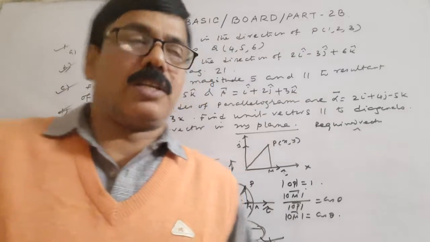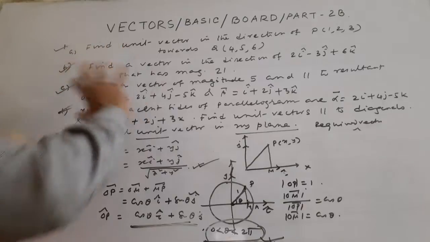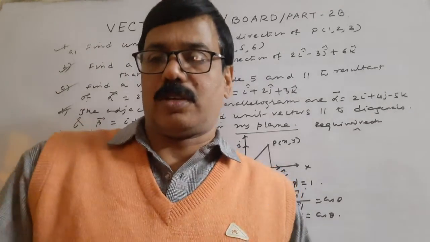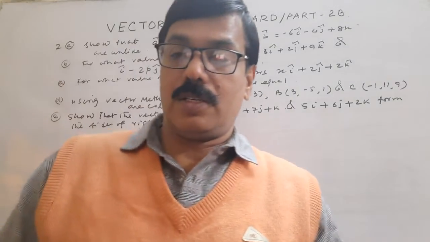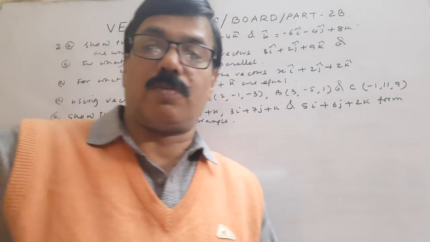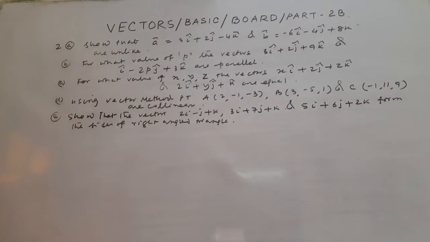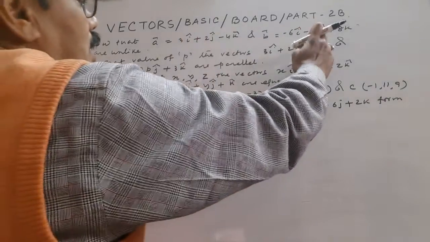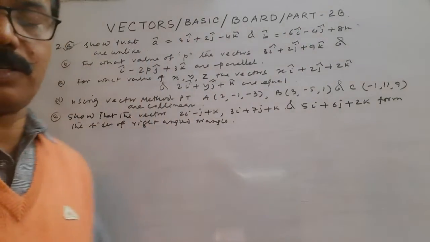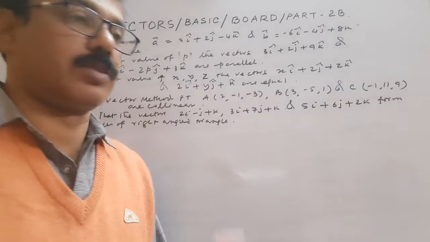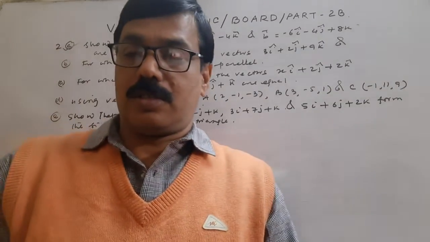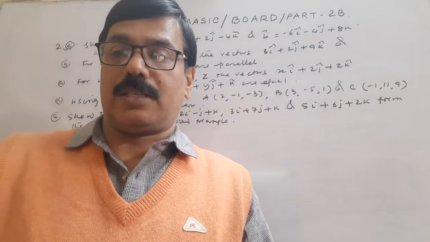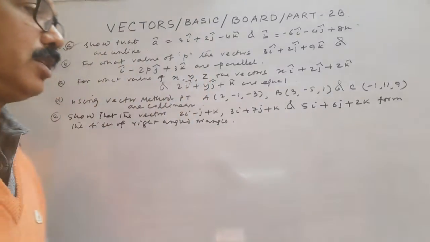So these are basic problems, actually problems of unit vectors. Now we consider some more simple problems. So 2a. Show that the vectors given are unlike vectors. We know unlike vectors have opposite direction.